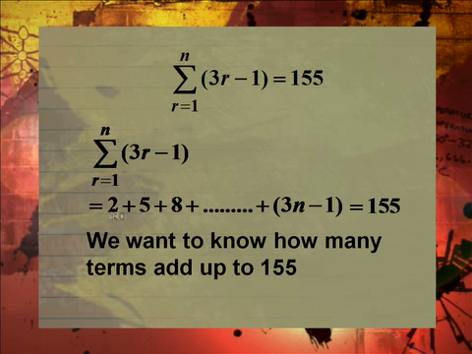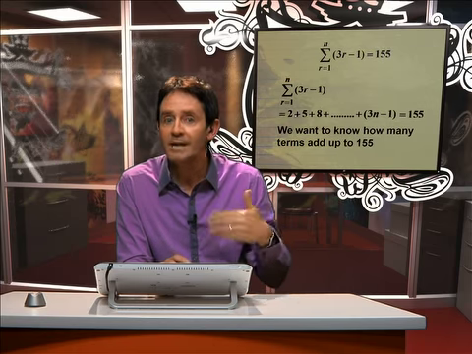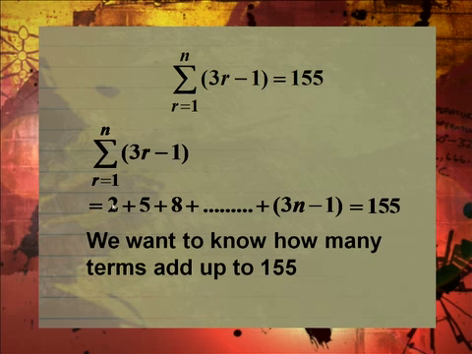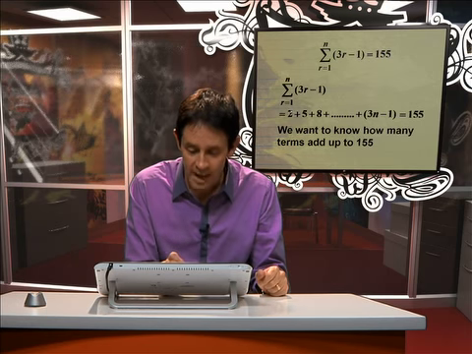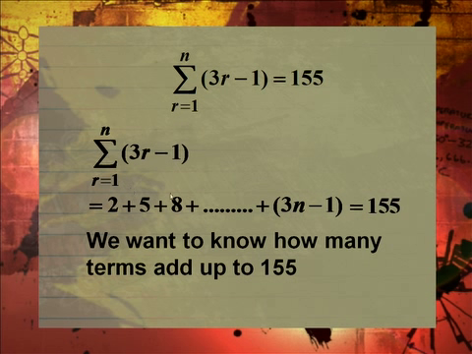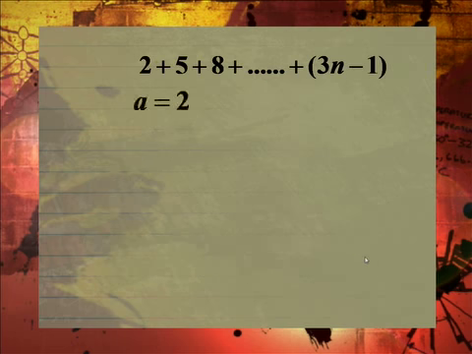If I said to you, look at this, how many terms add up to 7? Well, 2 plus 5 is 7, so the sum of the first 2 terms is 7. But we don't know the sum of how many terms is 155. We're adding 3 all the time, so it's arithmetic or linear. So let's see what we do. What do we know? The first term is 2, the constant difference is 3, which is great.